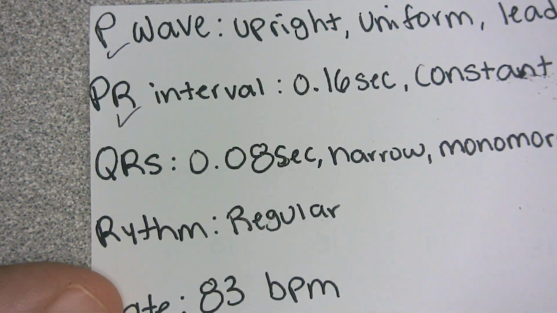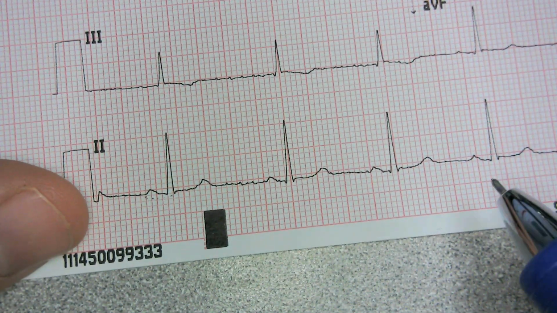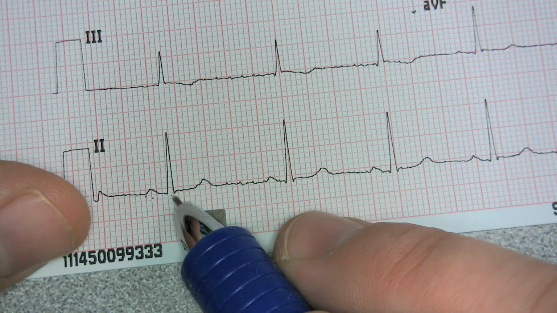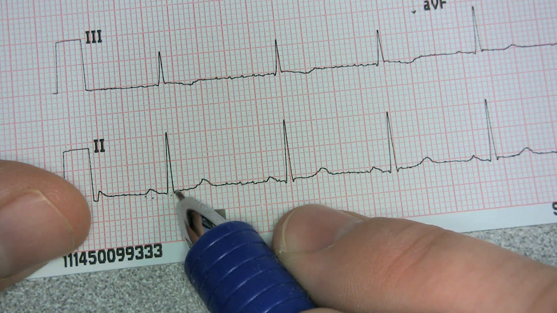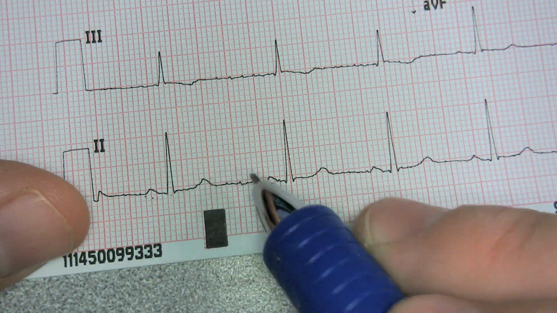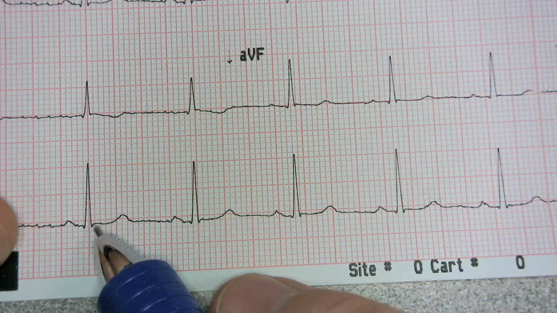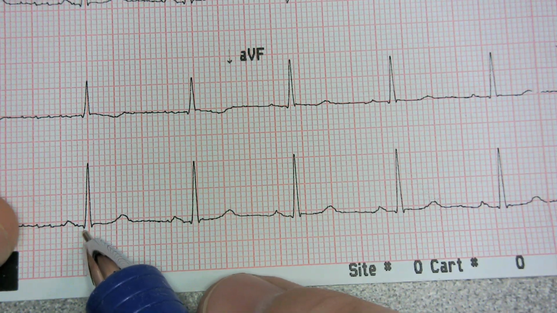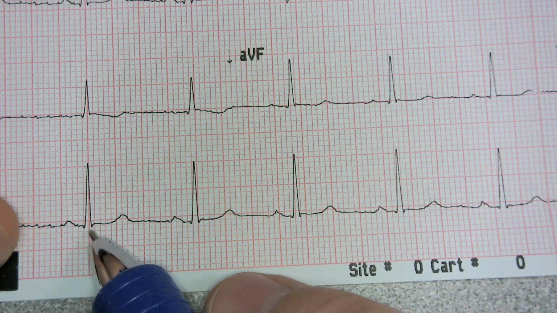Alright, QRS 0.08 seconds, narrow, monomorphic. So what we have is 0, we haven't gotten anywhere. 0.04, 0.06 would be more accurate. That being said, let's just double check this one right here. So right here, this looks like our 0.04.